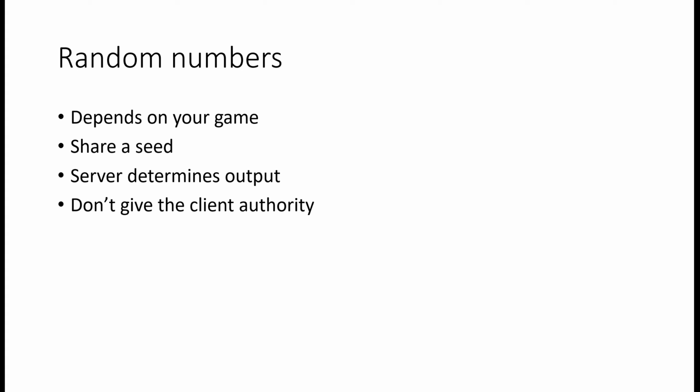If you have random numbers in your game, how do you handle that? Well, that depends heavily on your game. What you could do is share a seed between your server and your client. That's great if it's okay for the client to know what the outcome will be. If that is not okay, then the server should determine the output. And what you definitely don't want to do is make the client determine the output. That would be a way to open up for hacking.